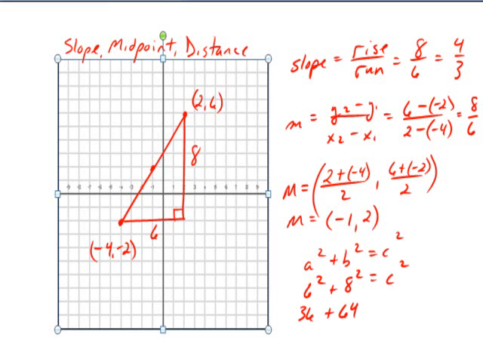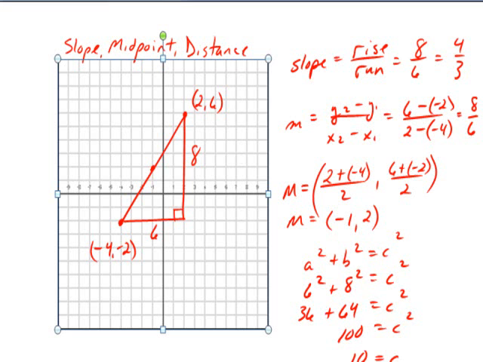36 plus 64 is c squared. 100 equals c squared. If I take the square root, I get plus or minus the square root of 100, which is plus or minus 10. But since we're talking about distance, we can ignore the negative value. So c is 10, the hypotenuse is 10, the distance between the points is 10.